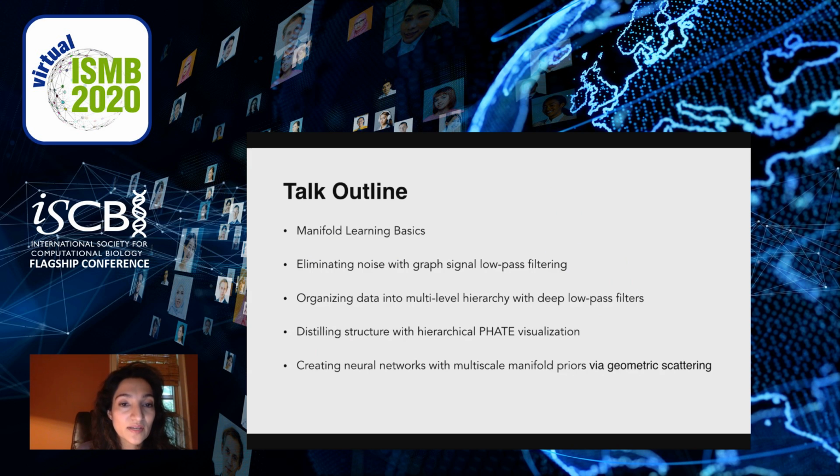The outline of the talk is as follows. I'll talk about a unifying principle we use to achieve most of our goals, which is called manifold learning, and just some basics about it. Then I'll talk about eliminating noise with a newer technique called graph signal processing, and then organizing data into a multi-level hierarchy, and distilling the structure using our hierarchical visualization. Finally, I'll talk about creating neural networks that are able to learn similar kinds of representations because we're putting in these manifold learning multi-scale priors that work so well in biology.